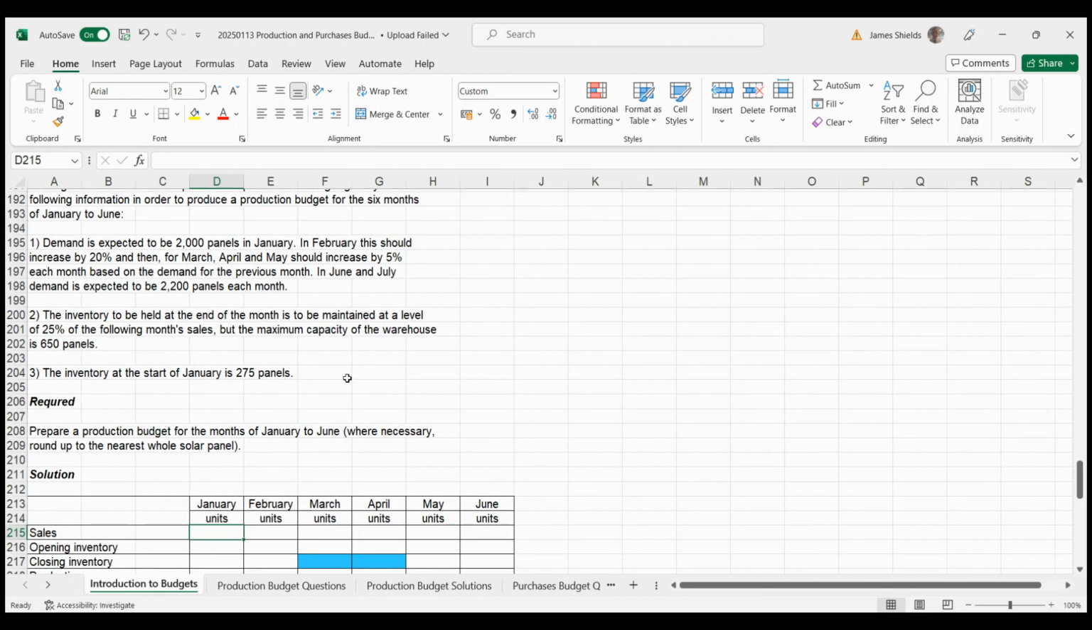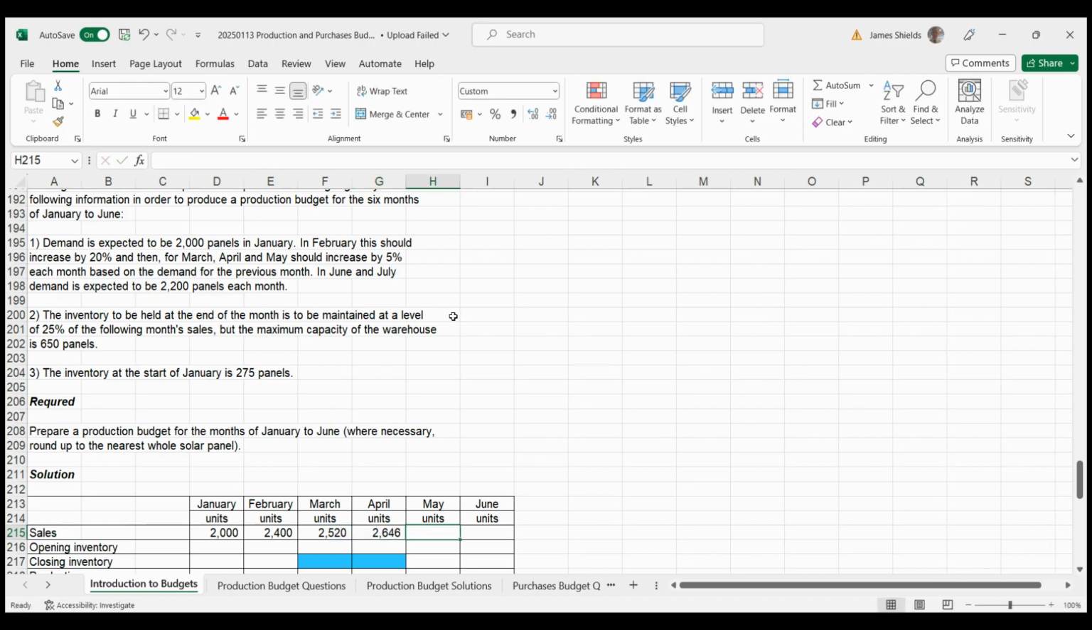2,000 panels in January, so that's 2,000. In February, it increases by 20%. So it's 2,000 times 1.2. In March, April and May, increases by 5% each month. So it's going to be 2,400 times 1.05. April will be 2,520 times 1.05.